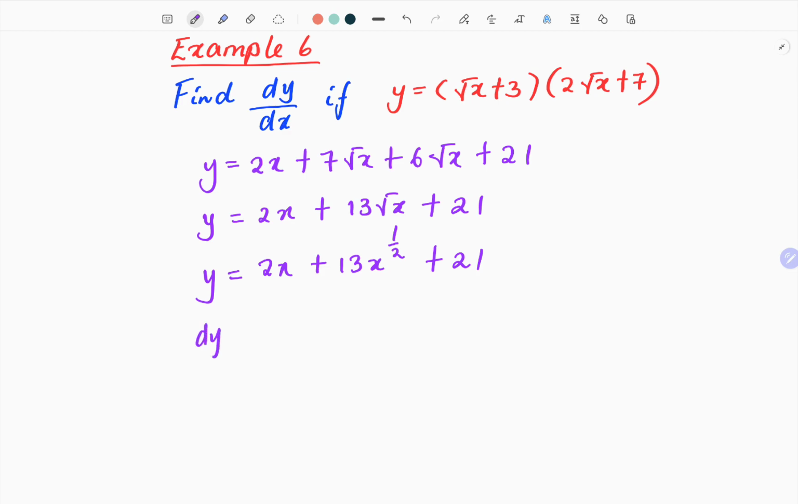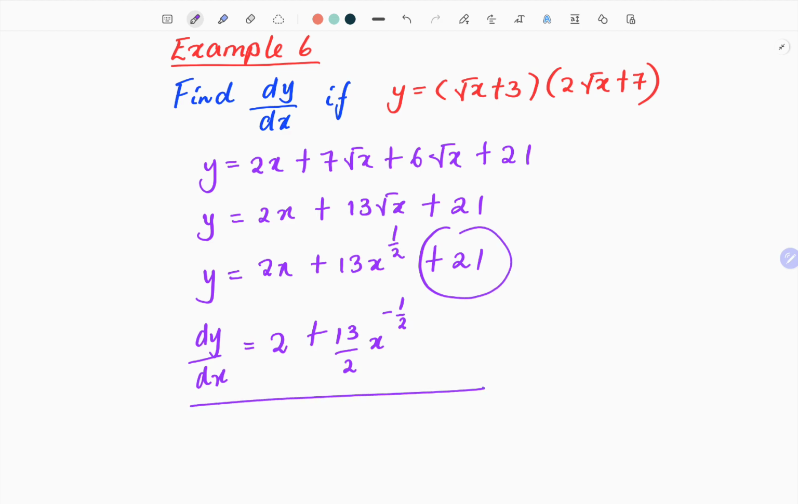So dy/dx will be equal to, in this case, that will be a 2, plus you bring down the half, that will be 13 over 2, x to the power negative half, because that will be a half minus 1, then plus 0, because the derivative of a constant, once again, is 0.